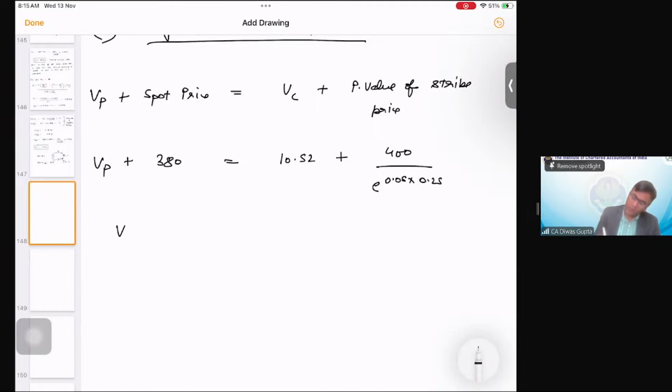So the value of put option becomes 10.52 plus 400 divided by 1.012578 minus 380.